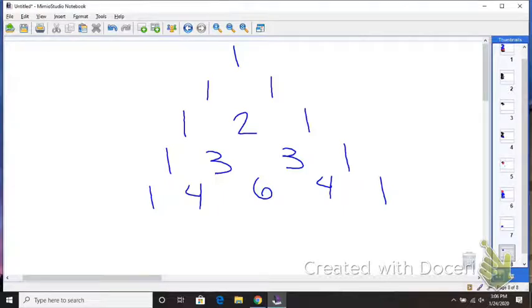Okay, I'm going to give you one more, and then look for the pattern. If you don't get it after this one, I'll tell you. So the next one is 1, 5, 10, 10, 5, 1. And I'm going to tell you, I don't have Pascal's triangle memorized, so I'm not going off of memory. I'm actually just doing the pattern each time.